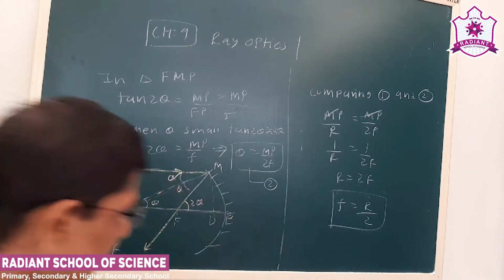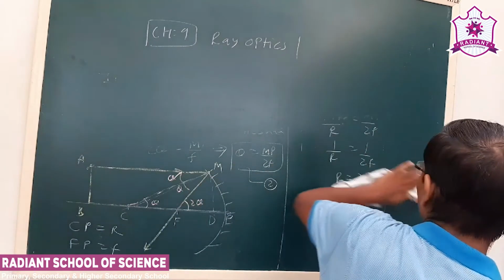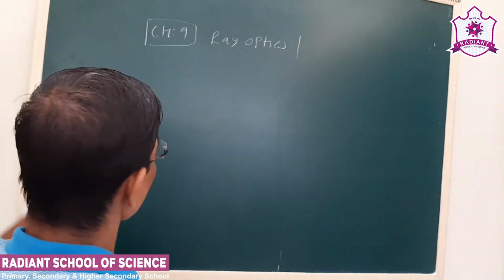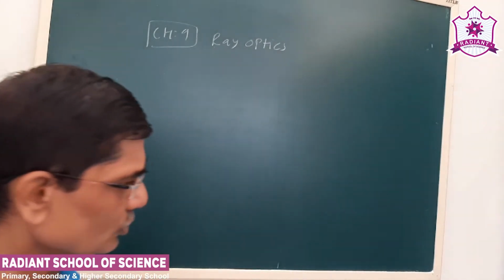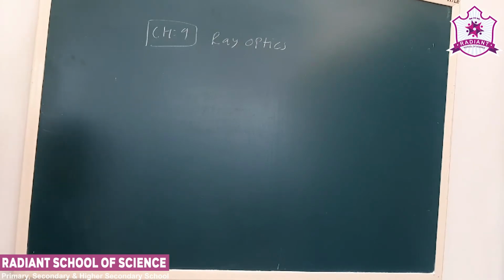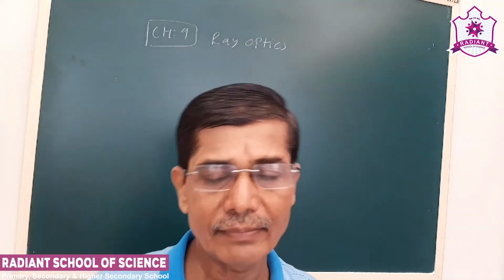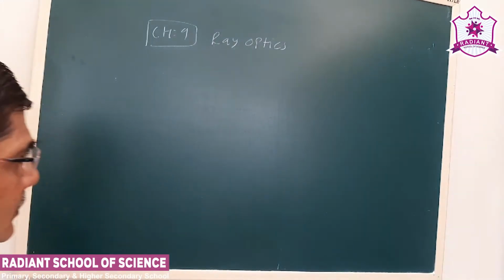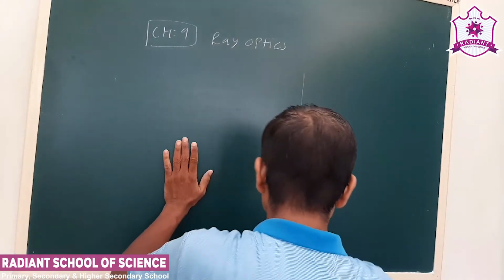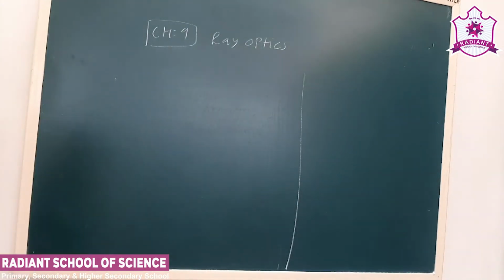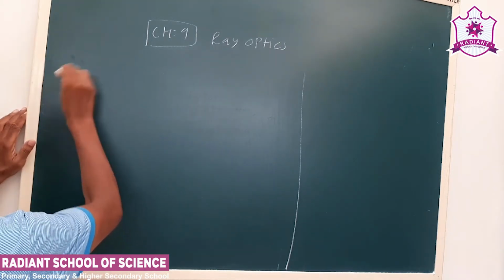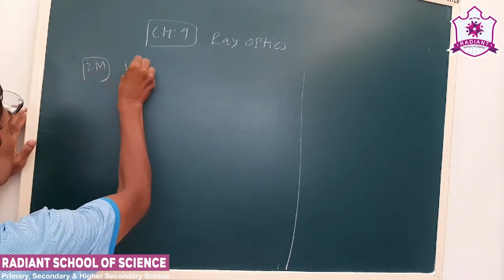Now next is a very important question. We have to derive the mirror formula. In the 10th standard also I think you have derived it. Different books have different methods, but basically we'll follow the textbook, so that will be easy for us to remember. Now see the mirror formula. This can be asked in a 2 marks question or a 3 marks question.